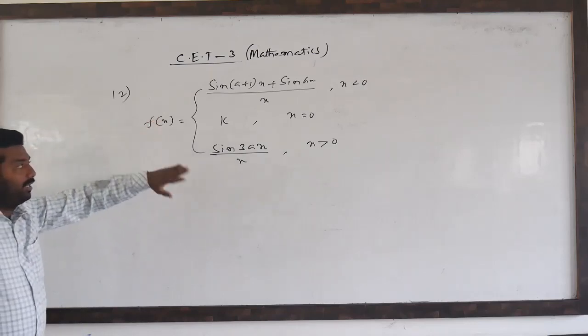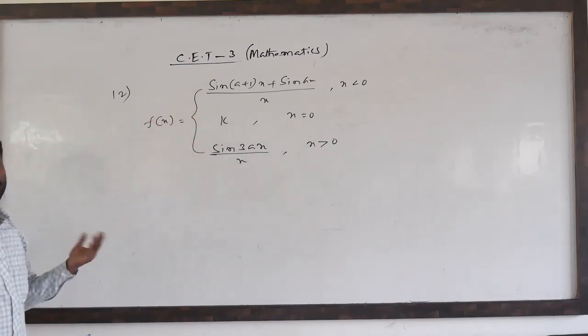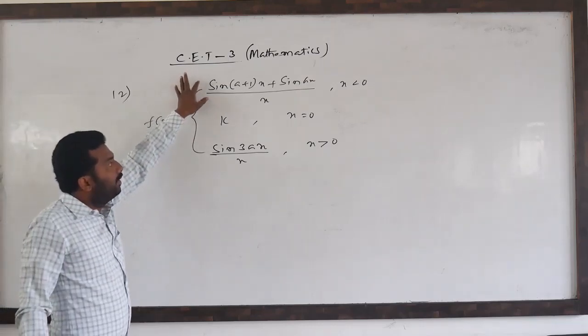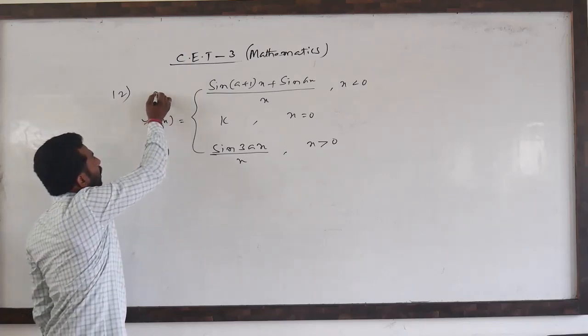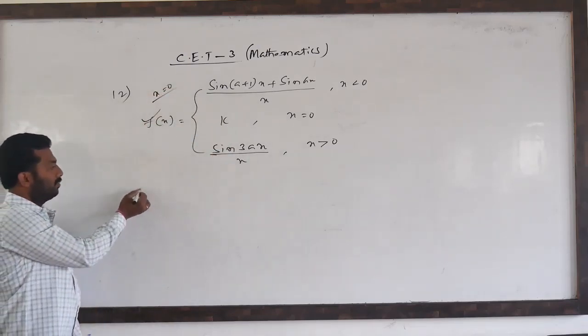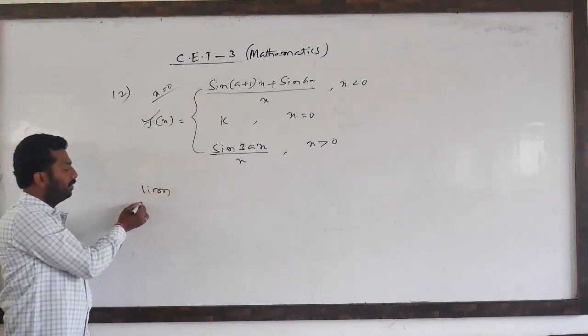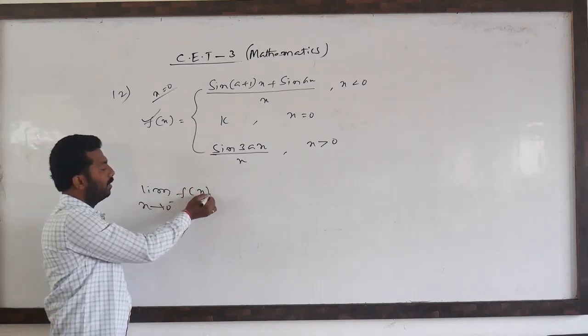So left hand limit, right hand limit, and value of the function, all the three must be equal. Otherwise, it is not continuous. But they are telling this function is continuous at x equal to 0. Okay. Just what I am taking, left hand limit: limit x tends to 0 minus f of x I am taking.